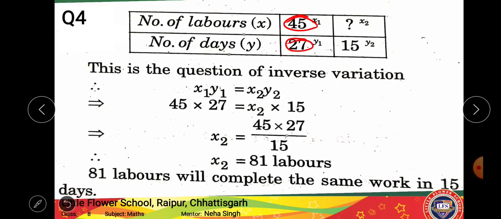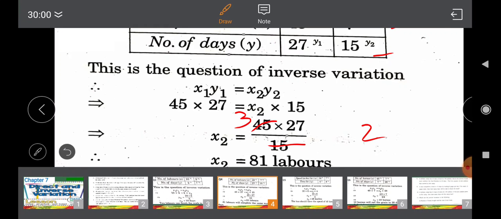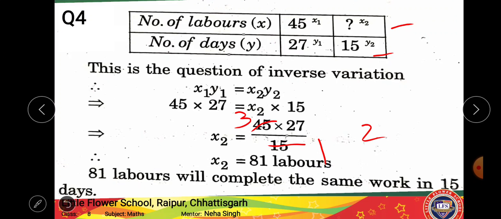45 laborers are finishing the work in 27 days. So how many laborers will finish it in 15 days? Again x1 into y1 equals x2 into y2, right? So 45 into 27 equals x2 into 15. So the value of x2 is: 15 will go and divide here. We can cancel 15: 15 ones are 15, 15 threes are 45, 15 sevens... the result is 81. 81 is the answer, right? So 81 laborers can finish the work in 15 days. Is it clear?